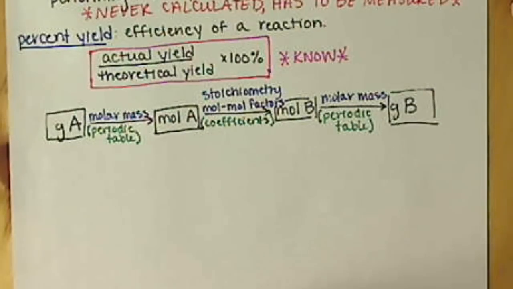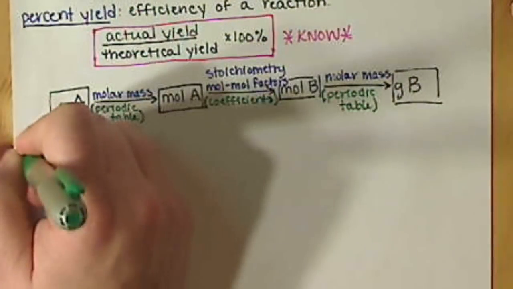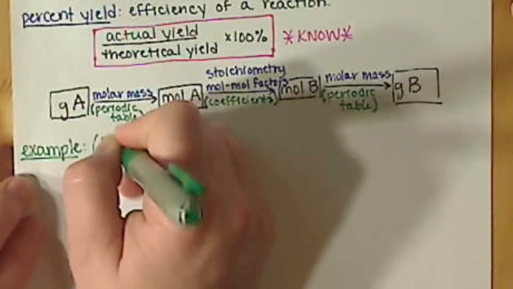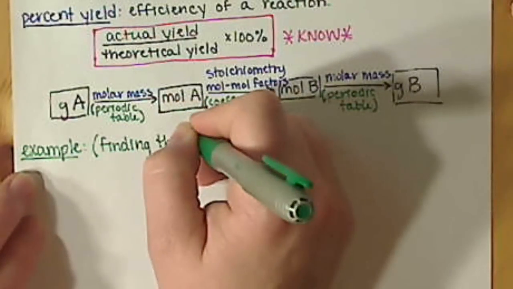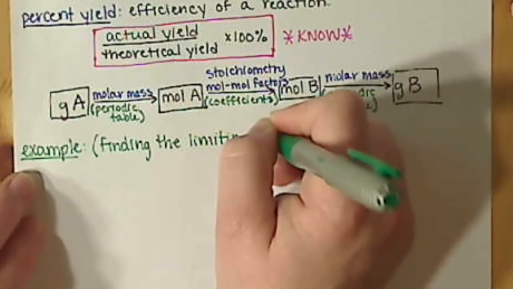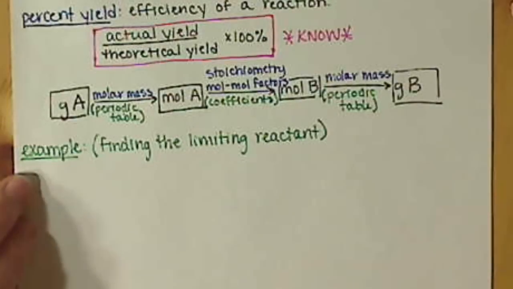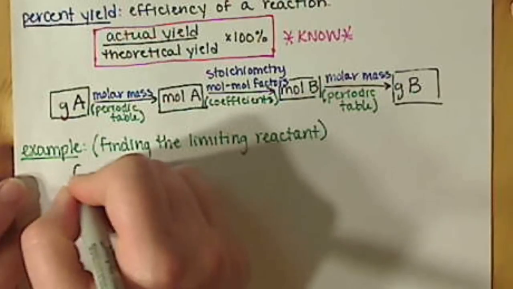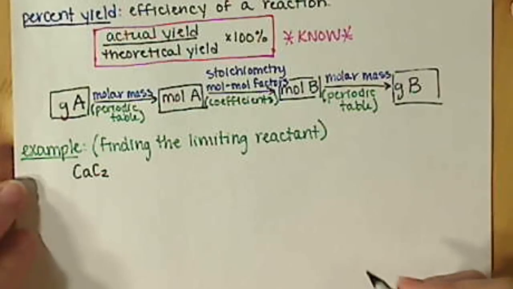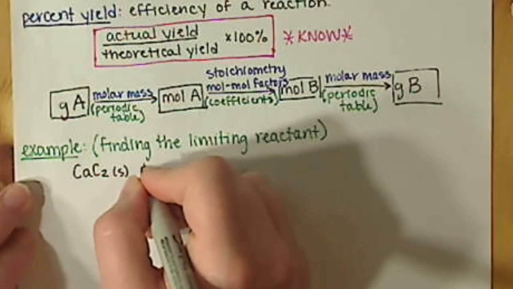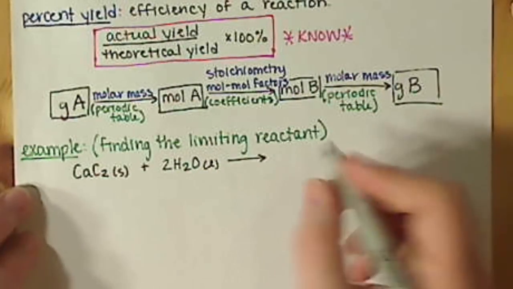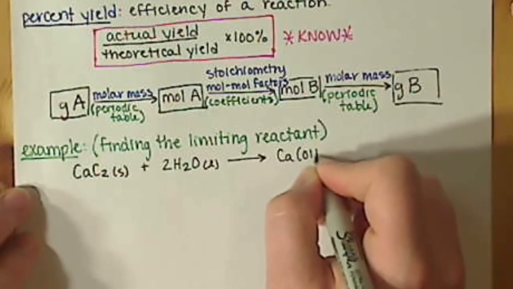So let's look at an example. And again, this is an example of finding the limiting reactant. Remember, we're going to build on these concepts in each of the videos. So let's look at this balanced chemical equation. It says calcium carbide. And we're going to combine that with water. And we're going to form calcium hydroxide.